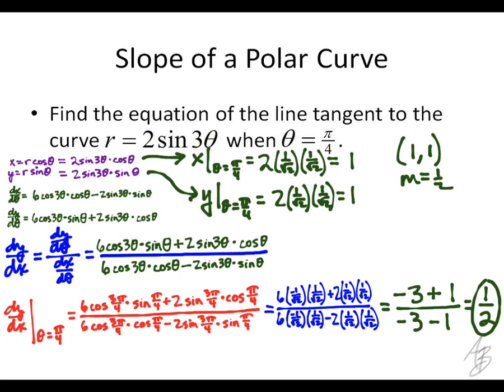And you might have to think back a little bit, but the easiest way to write this equation is going to be point slope form. So it's going to be y minus 1 equals slope times x minus 1. And there is your answer.